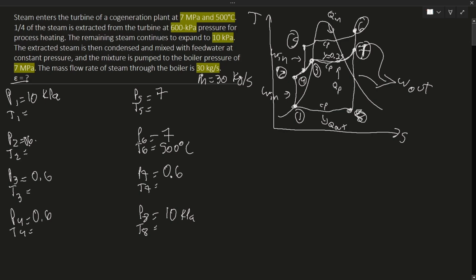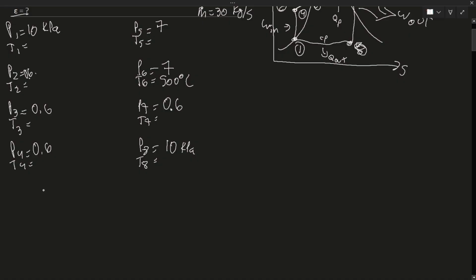At point 1, we can see it's on the saturation line, and we have the pressure. So all you have to do is check the table. Since it's on the left saturation line, we know that it's a saturated liquid. So h_f at 10 kPa.